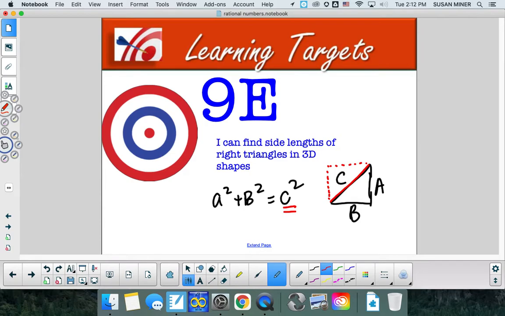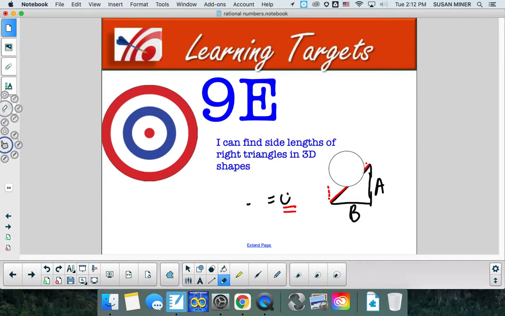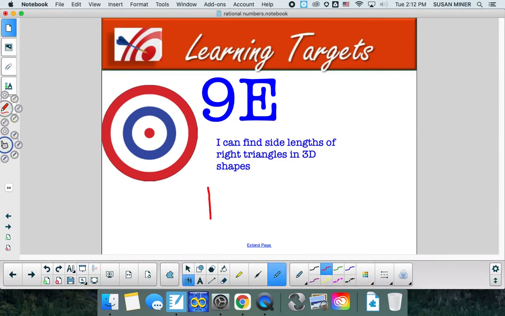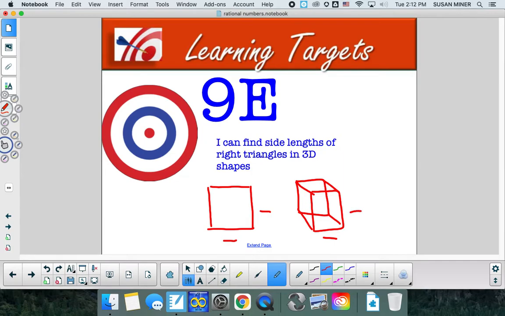So that being said, I want to be able to find the side lengths of right triangles in a 3D shape. Well, what was the difference between a 2D shape and a 3D shape? Well, in a 2D shape, I'm going to draw me some. In a 2D shape, remember, I have two sides that I'm concerned about. But in a 3D shape, I don't just have length and width, I also have height. Length, width, and height, instead of just length and width. So the difference between a 2D shape and a 3D shape is two sides versus three sides.